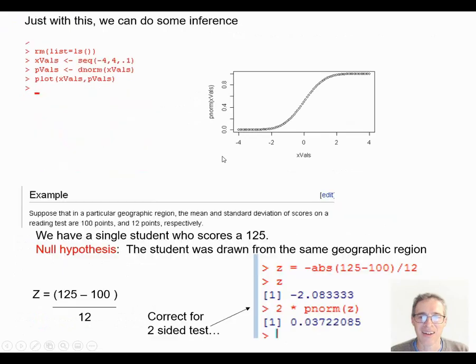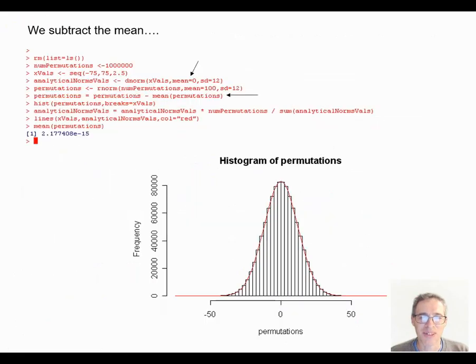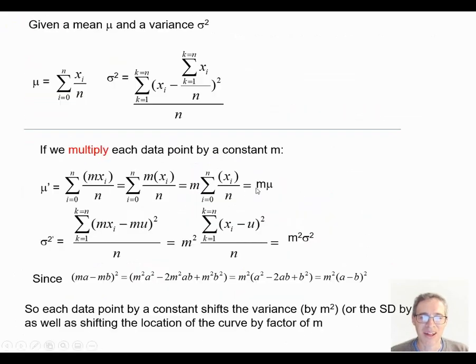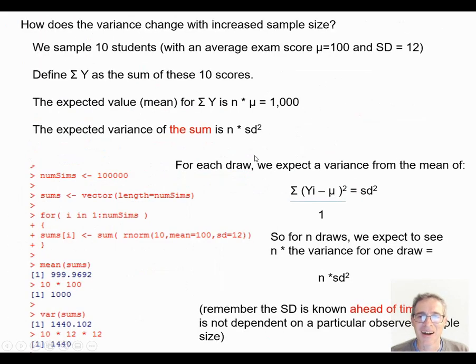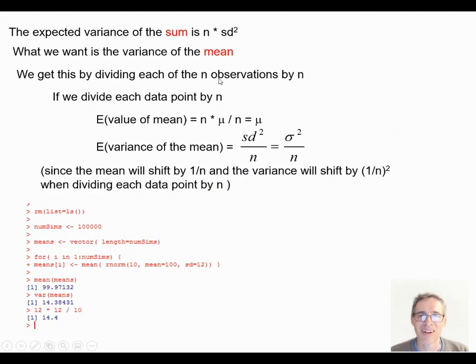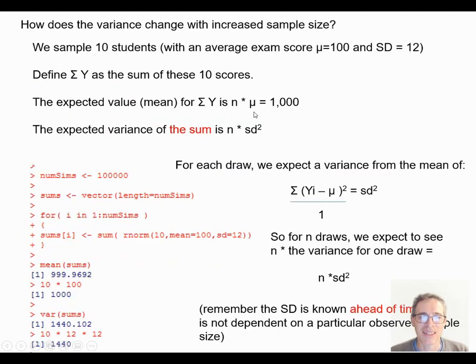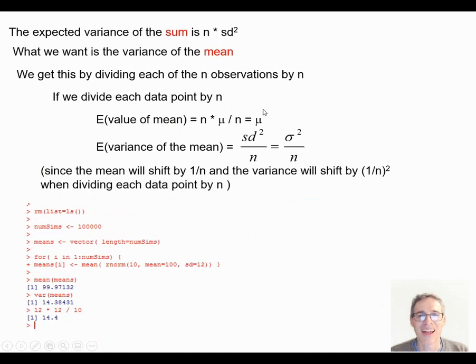So we're relying on this rule that we proved here, that when you multiply a distribution by a constant, the new mean is m times the old mean, right? So I'm multiplying the sum here, where my mean is n times mu, by 1 over n. So the new mean is n times mu over n, right? So that's just the mean. So that's just 100, right?